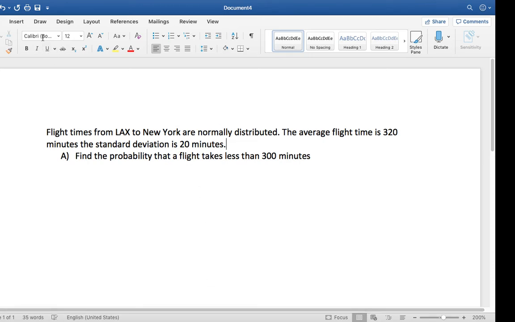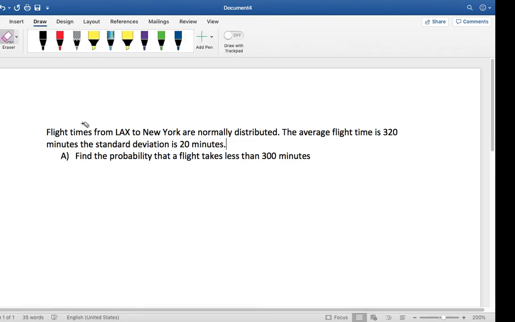Let's consider this question again. Flight times from LAX to New York are normally distributed. So we have that same question. The flight time, a random variable, is normally distributed. We're also told that the average flight time is 320 minutes and the standard deviation is 20 minutes. And we're asked to find the probability that the flight times are less than 300 minutes.